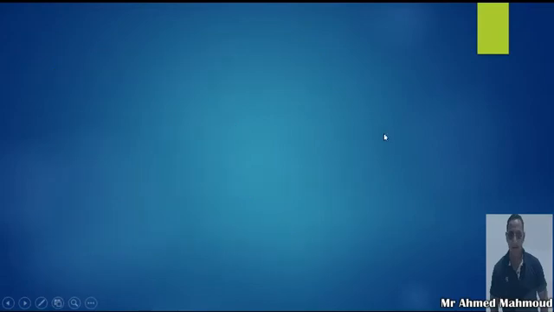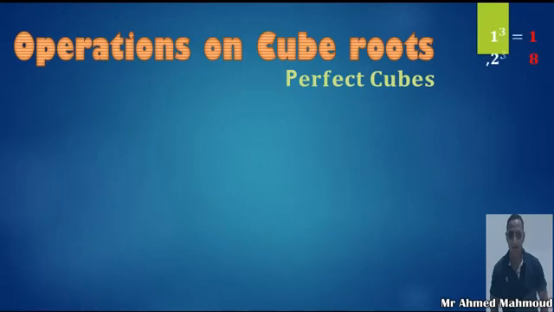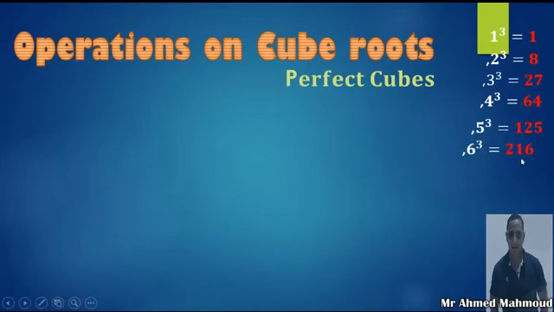Let's start the lesson. First, we need to remember the perfect cubes. The perfect cubes, as we studied before, are the numbers raised to the power of 3. The answers of them are perfect cubes. For example, 1 power 3 equals 1, 2 power of 3 is 8, 3 power of 3 is 27, 4 power of 3 is 64, 5 power of 3 is 125, 6 power of 3 is 216, 7 power of 3 is 343, 8 power of 3 is 512, 9 power of 3 equals 729, 10 power of 3 equals 1000.